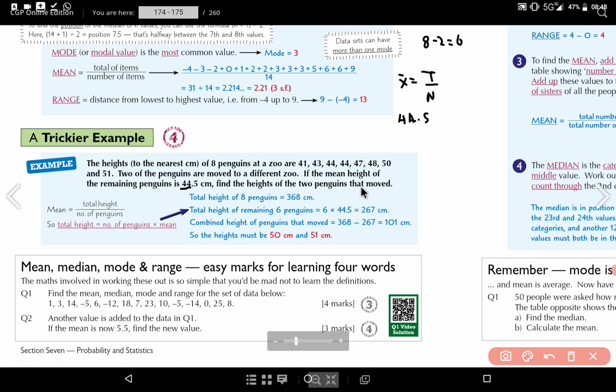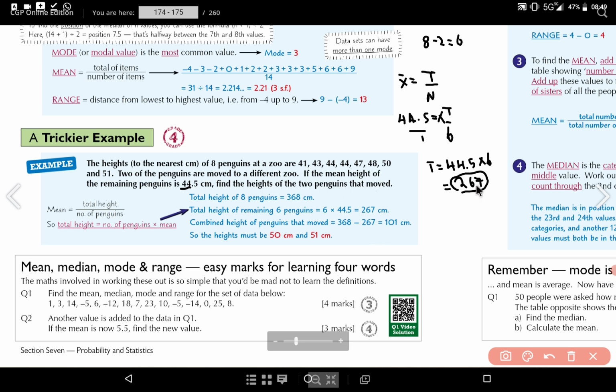So we first need to find the total of the remaining penguins. The number of penguins now is 6, so over 6, we cross multiply here. So T is equal to 44.5 by 6, and this will give us 267. So now this is the total. After the penguins were moved, this is the total height of the penguins. The question is to find the heights of the 2 penguins that were moved.